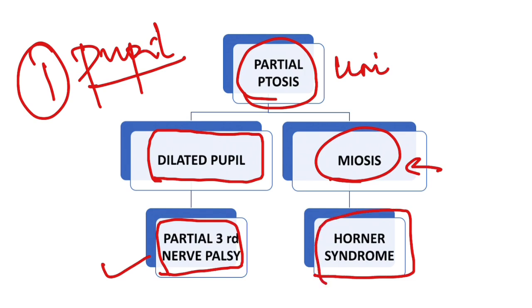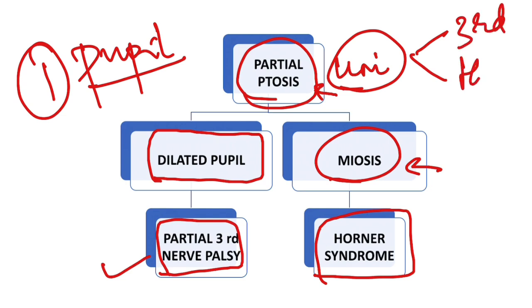To repeat, a patient presenting with unilateral partial ptosis, the differential diagnosis for this is partial third nerve palsy or Horner syndrome. To differentiate these two, first we have to look at the pupil. If the pupil is dilated, it is partial third nerve palsy. If the pupil is constricted, that is miosis, it is Horner syndrome.